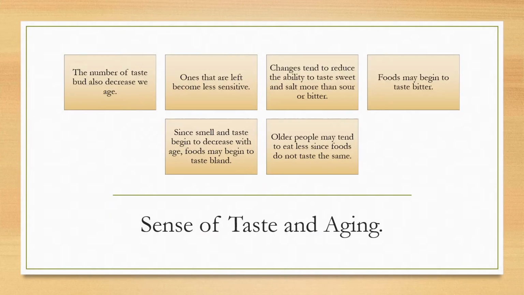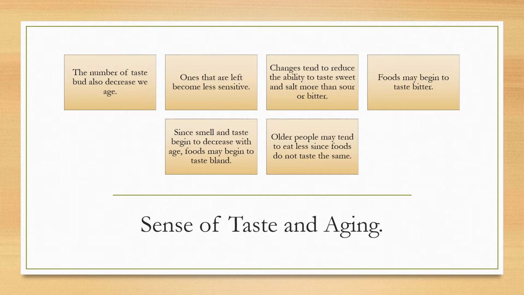So let's talk about taste and aging. The number of taste buds decreases as we age, and the ones that are left also become less sensitive. While we can taste salty things when we're young, as we become older, it may become difficult to taste something salty or sweet. Changes tend to reduce the ability to taste sweet and salt more than sour and bitter. Foods may also begin to taste bitter. That's why sometimes older people say, oh, that tastes weird, or that tastes bitter, because of this.